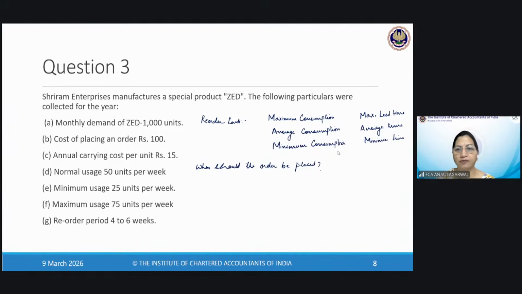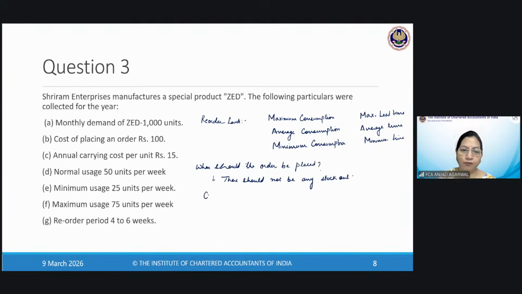What is 450? Okay, in this question. No, I was actually asking theoretically, when should the order be placed? So the order should be placed in such a way that there should not be any stock out. We don't want to stop our operations just because raw material is not available.